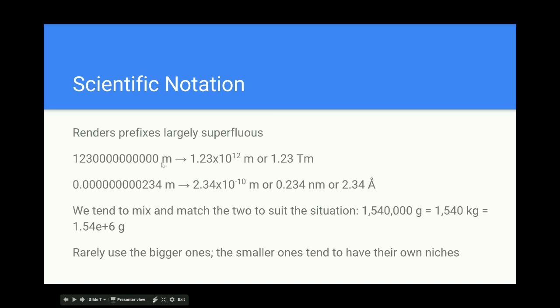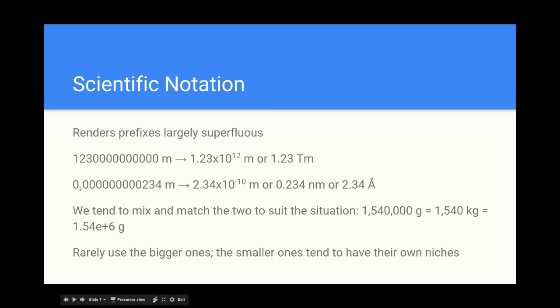Okay? So here, the decimal place starts here. You move 1, 2, 3, 4, 5, 6, 7, 8, 9, 10, 11, 12 spaces to the left. So it becomes 1.23 times 10 to the 12th. Your goal is to get a number between 1 and 10. So 1,230,000,000,000 meters becomes 1.23 times 10 to the 12th meters. In the older notation, that would be 1.23 terameters.